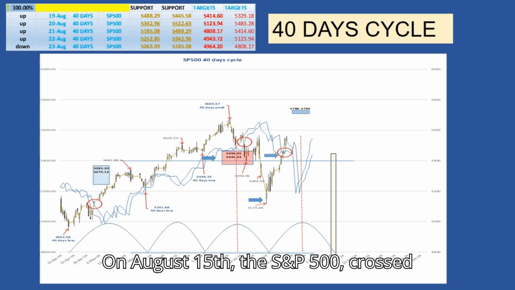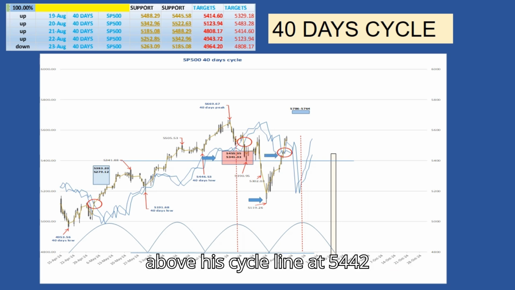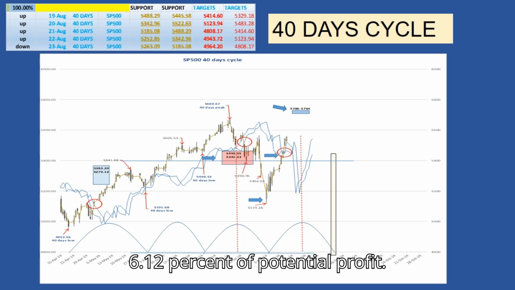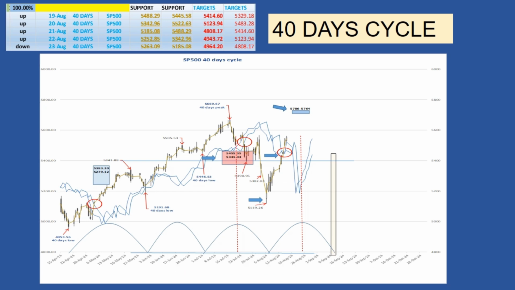On August 15th, the SP 500 crossed above its cycle line at 5,442 and 5,453 for a potential upside target zone between 5,764 and 5,786, or respectively 322 and 333 points or 5.93 and 6.12% of potential profit. Since the beginning of the year, the success rate is 100%.